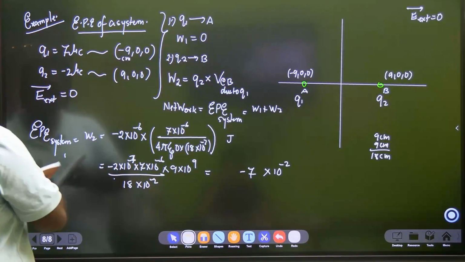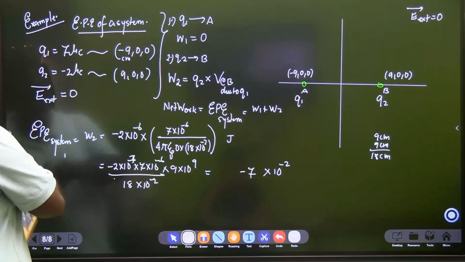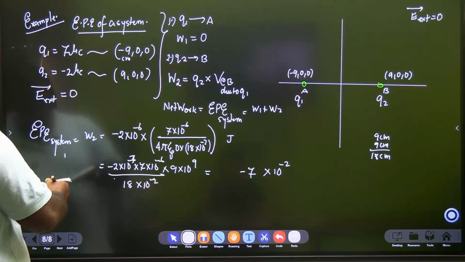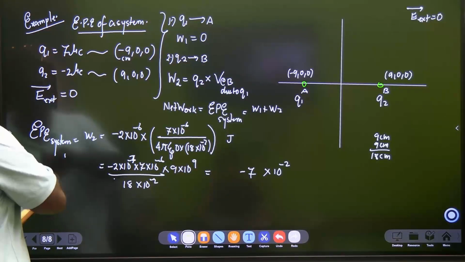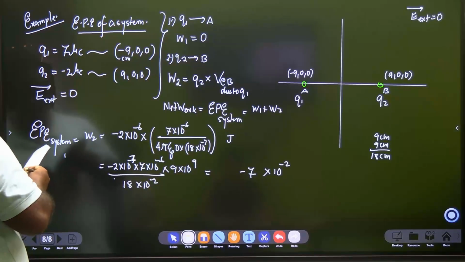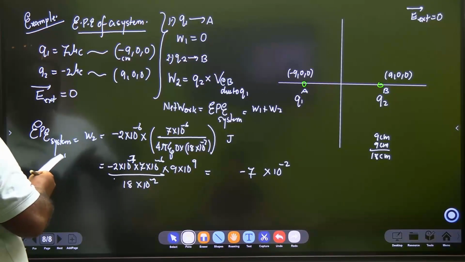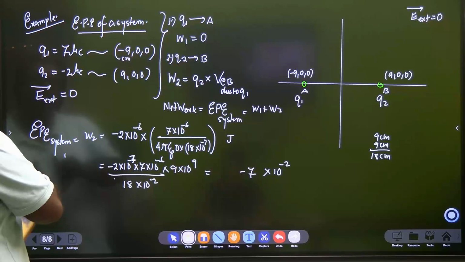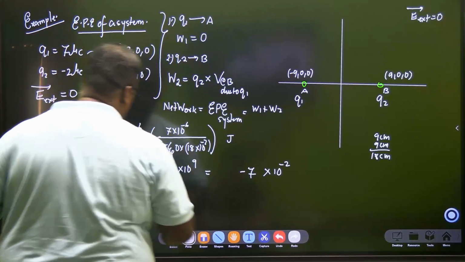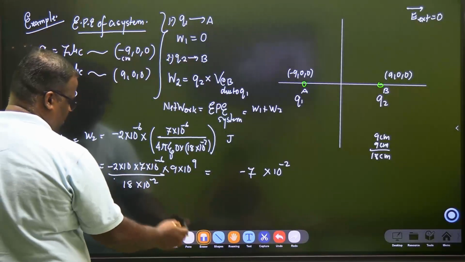What did we do wrong? Any data? Charge values or how much? Did I write the charges wrong? 7 and minus 2. 7 and minus 2. Oh, both are micro. There I have gone wrong. Both are micro. So this is minus 6.